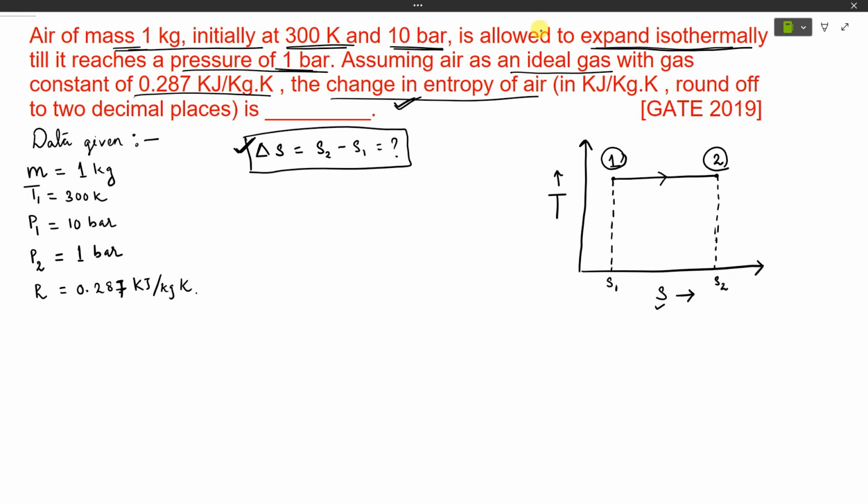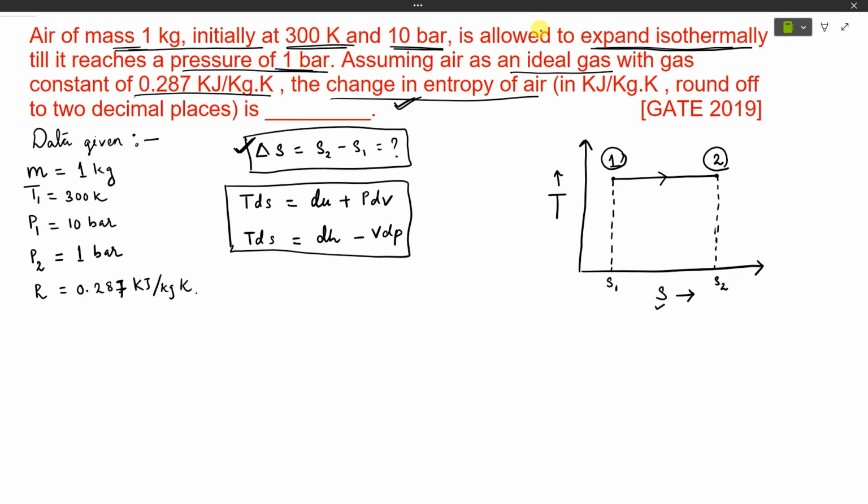For that we are going to use the TdS relation. In thermodynamics we have two TdS relations. One is TdS equal to dU plus PdV, and another is TdS equal to dH minus VdP. We have to select which TdS relation we are going to use here to get the expression of change in entropy, that is delta S equal to S2 minus S1.